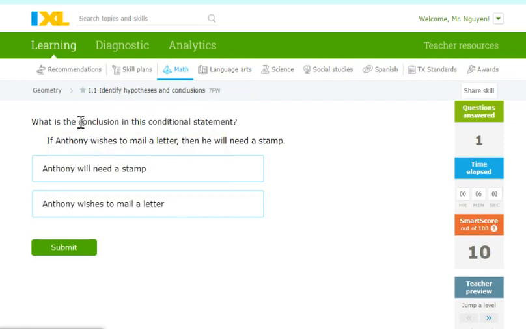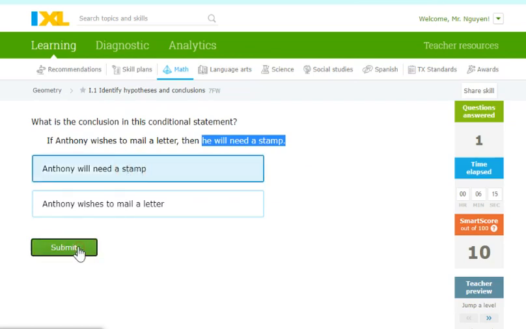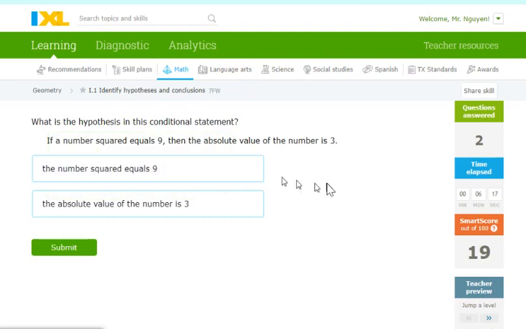Now for this one, we're looking for the conclusion. And remember, the conclusion is everything that follows the word then. So Anthony will need a stamp is the conclusion, which is this option. Submit. And I'm going to skip along in just a minute here to let you see some other examples that are a little bit more challenging.